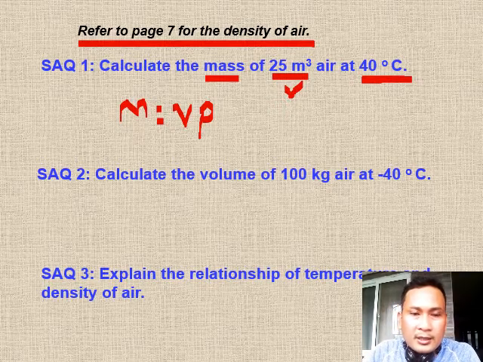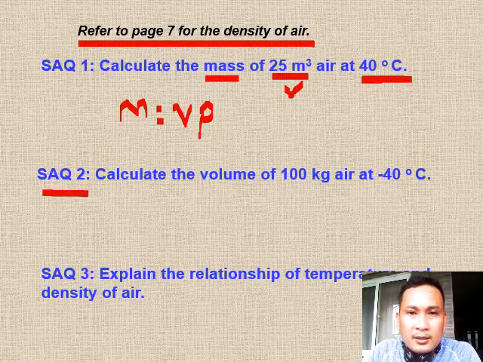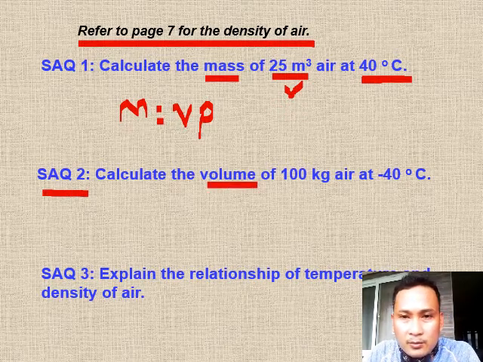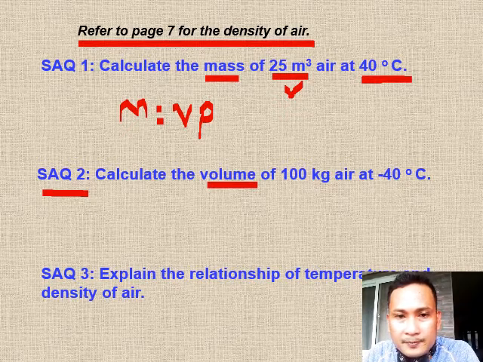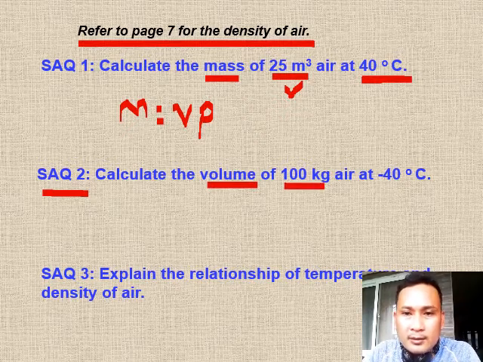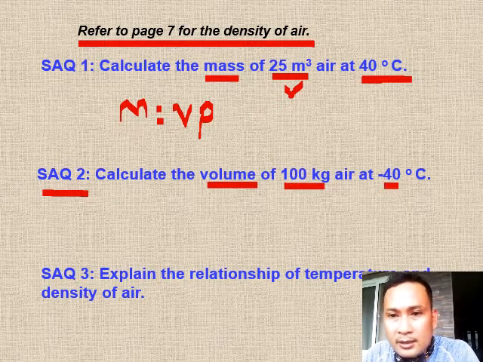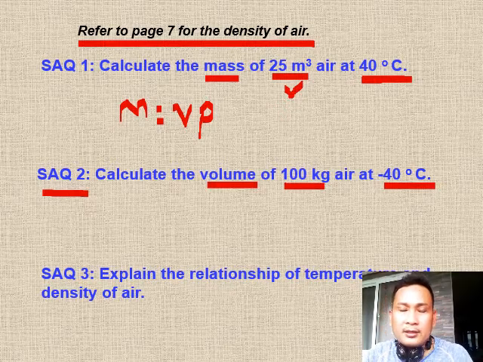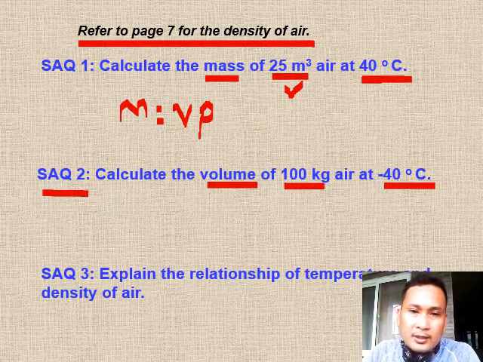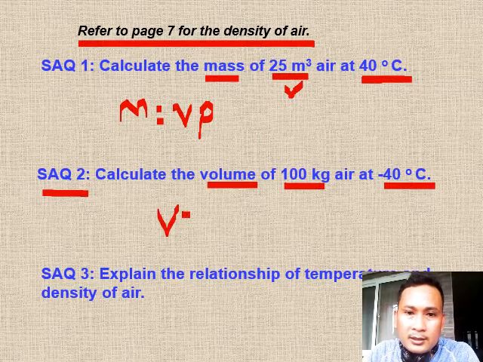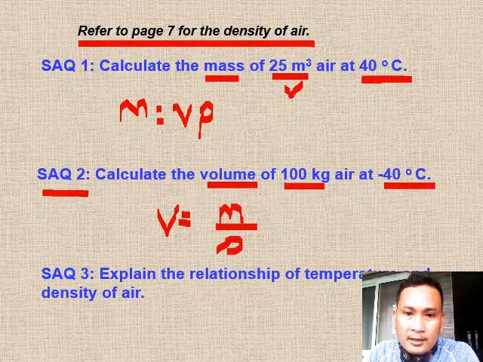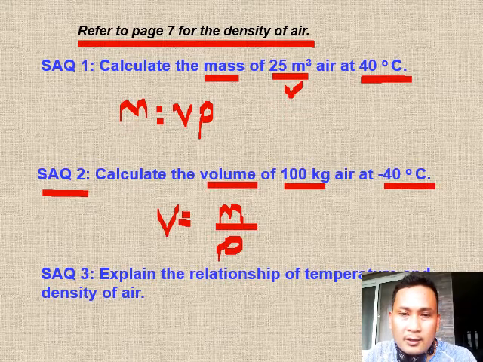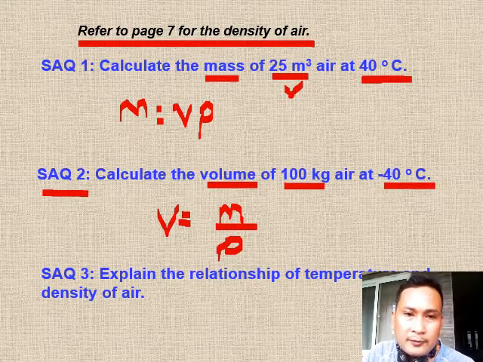So, okay, for the number 2 SAQ, you are going to look for the volume. The mass of the air is 100 kilogram, and for the density, you're going to refer to the table, kunin yung value ng density at negative 40 degrees Celsius. And you can still remember the value for volume is mass divided by density. Okay, so binigay ko na yung formula. Alright, so I hope that you will be able to get the correct answers for this part.